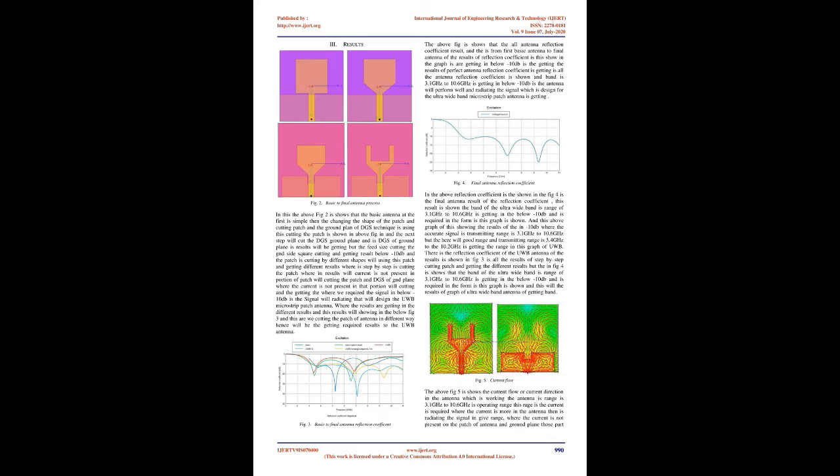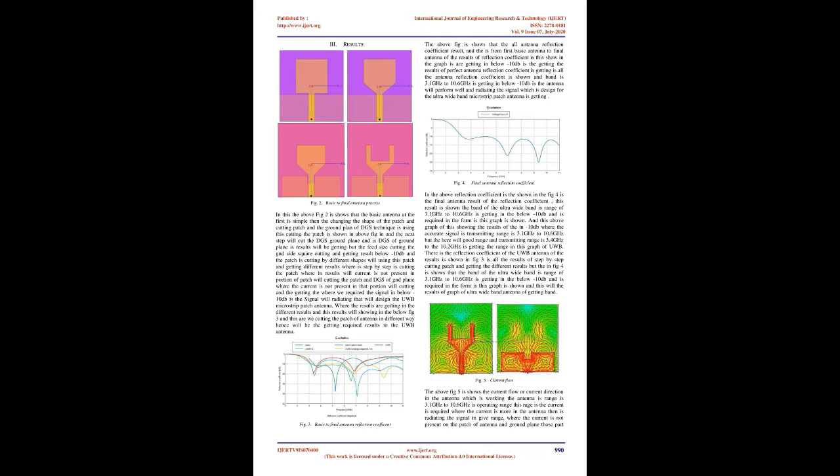3. Results. Above, Fig 2 shows the basic antenna, which at first is simple. Then the shape of the patch is changed, cutting the patch, and the DGS technique is used on the ground plane. The cut patch is shown in the figure above, and the next step is to cut the DGS ground plane. With the DGS of the ground plane, results are obtained, but with the feed size, cutting the ground side with a square cut gives a result below -10 dB. The patch is cut in different shapes, and using this patch gives different results.